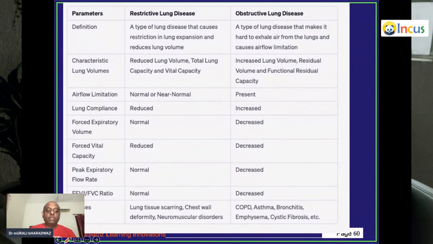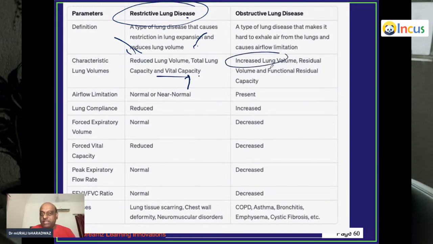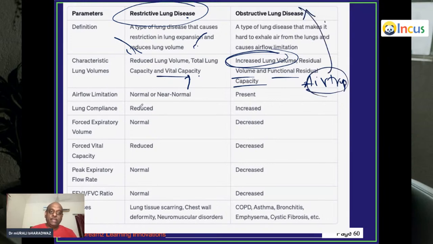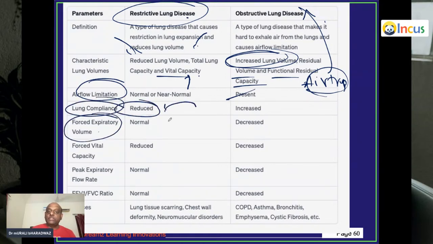If you look at the restrictive lung disease, there's a reduced lung volume, total lung capacity is reduced, vital capacity reduced. Whereas in obstructive lung disease, residual volume, functional residual capacity and lung volume are increased because there is air trapping inside the lung. Airflow limitation is a feature of obstruction. Lung compliance is reduced in restriction. Forced expiratory volume is decreased in obstruction.